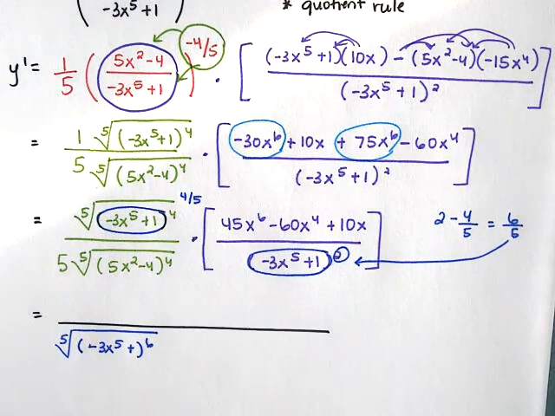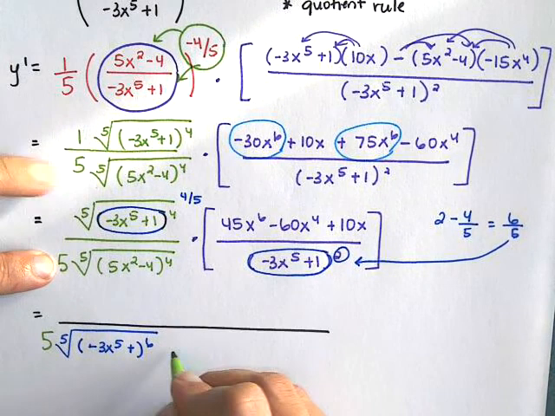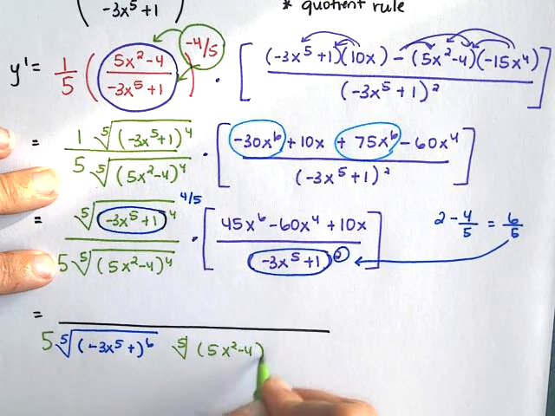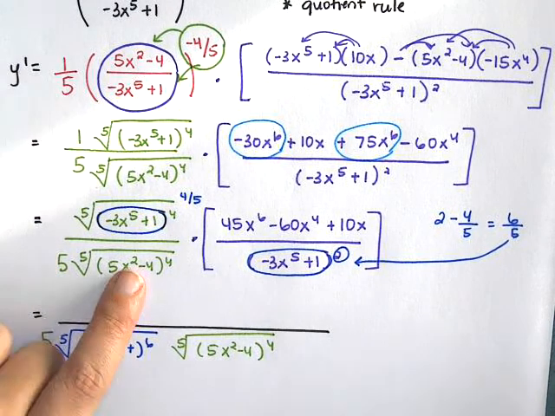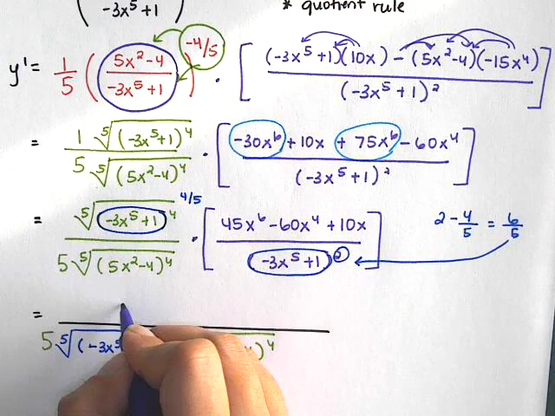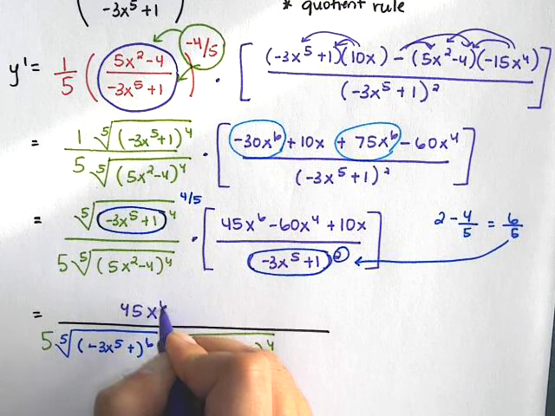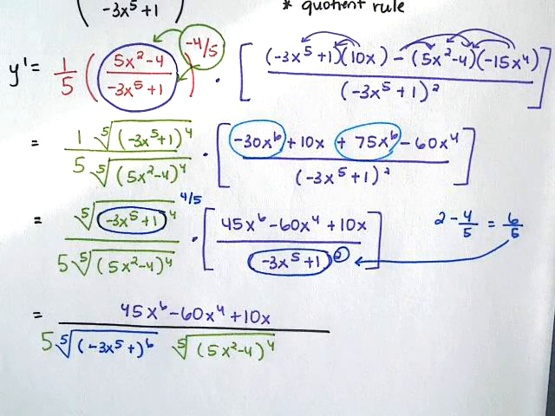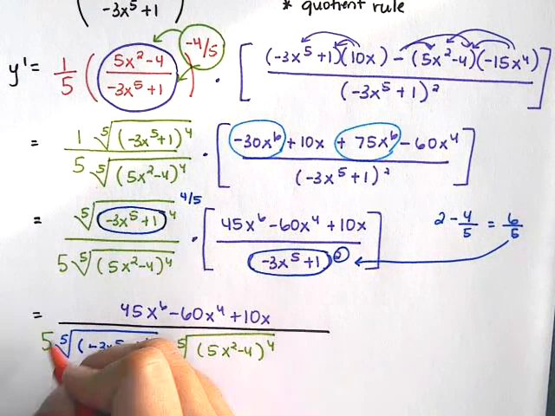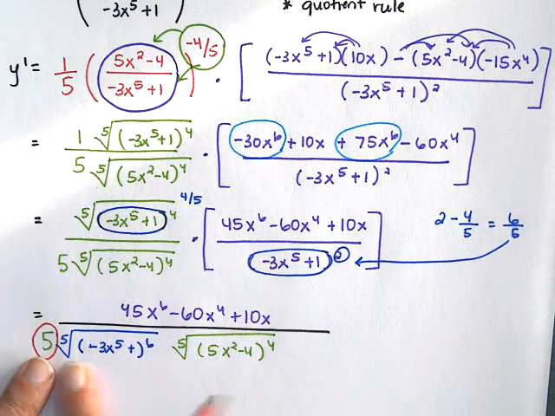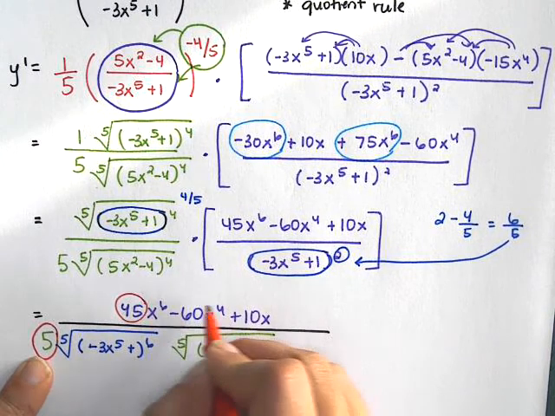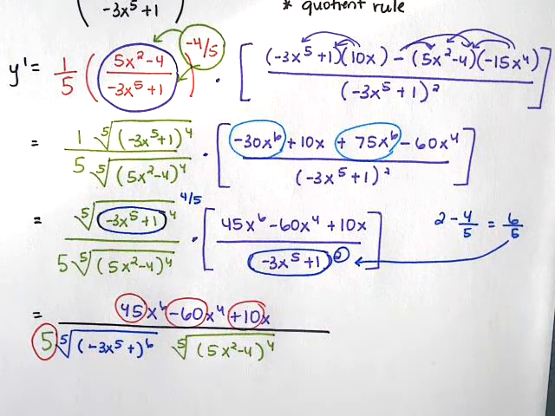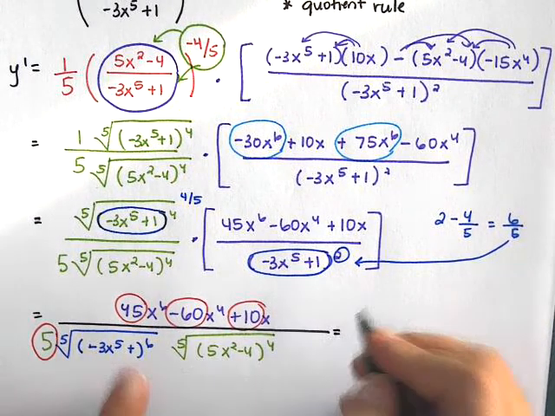I'm going to have the 5th root of 5x squared plus 4 to the 4th power, because that was already on the bottom. And the top is going to be 45x to the 6th minus 60x to the 4th plus 10x. Last but not least, I noticed that there's a 5 here as part of this product, and that all of these numbers are divisible by 5. So my last step is just to simplify those numbers.